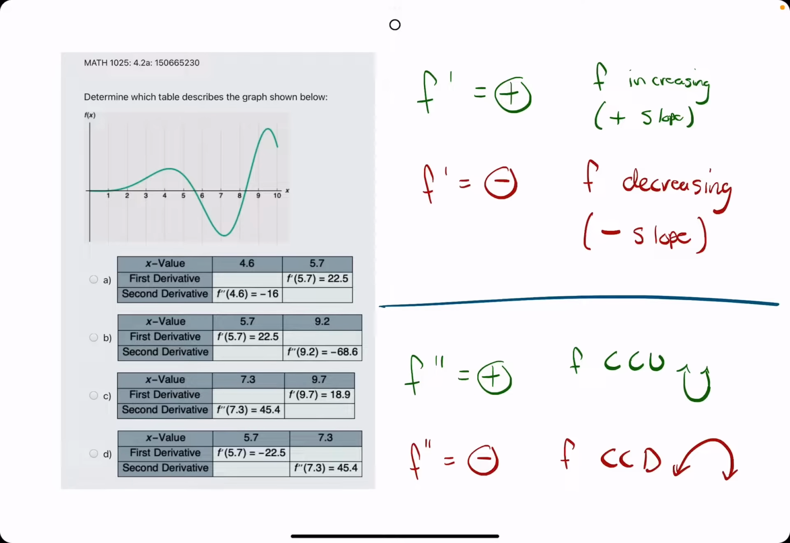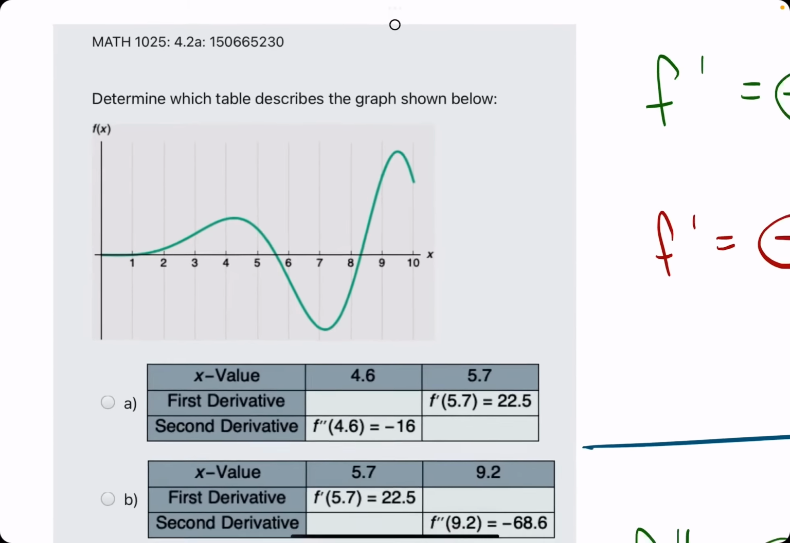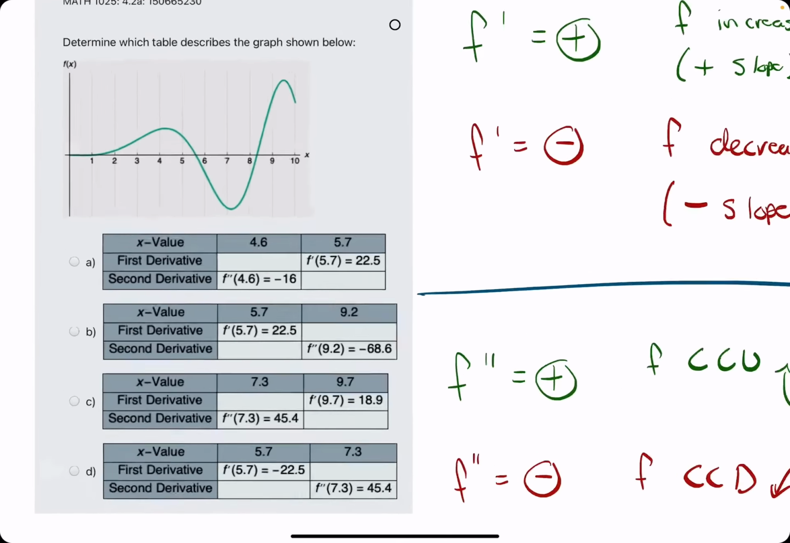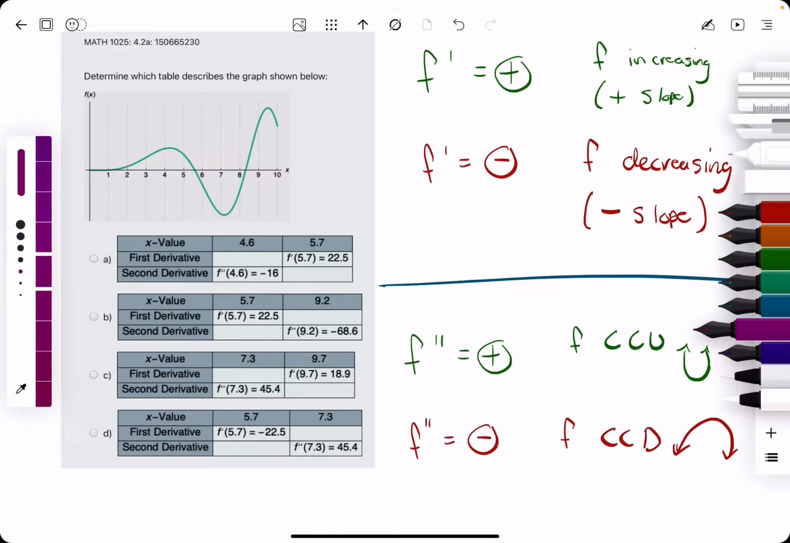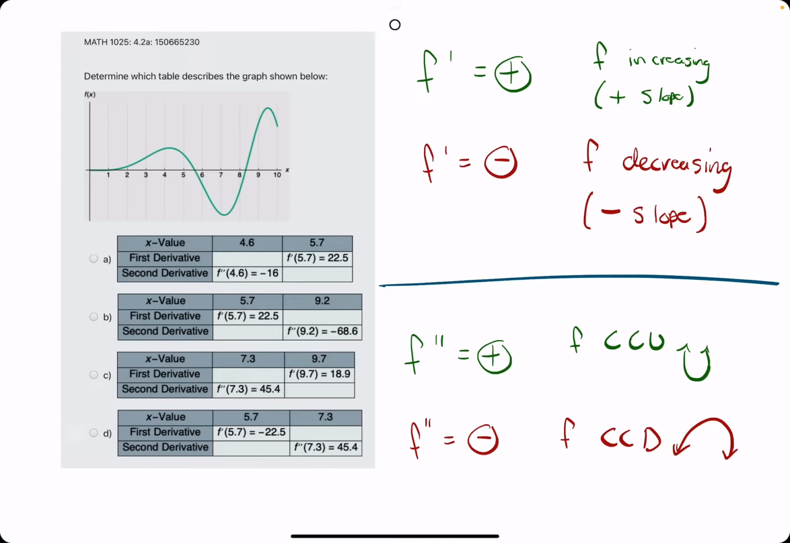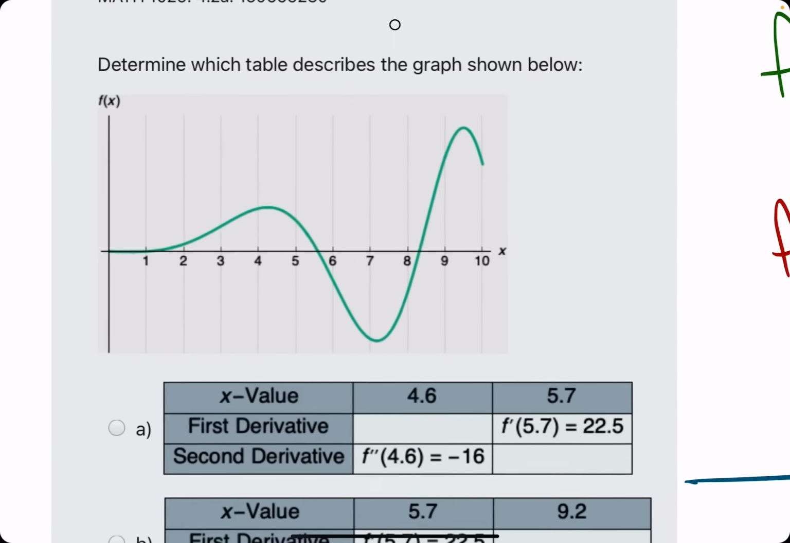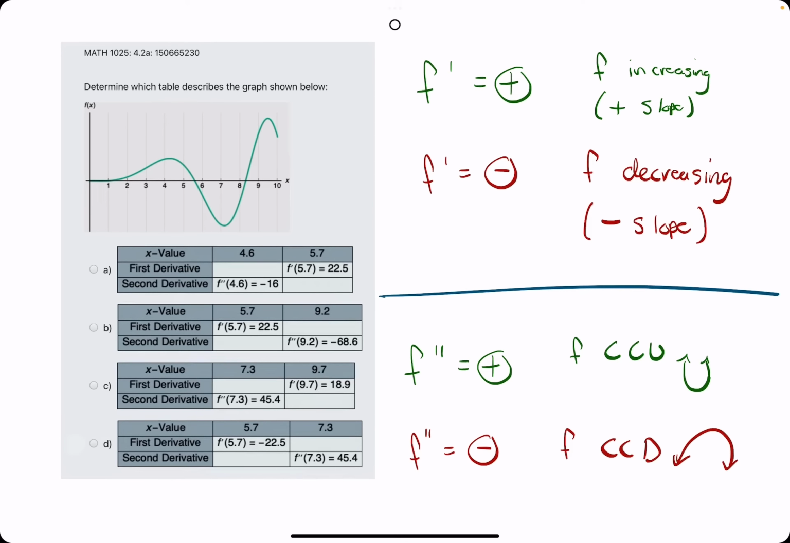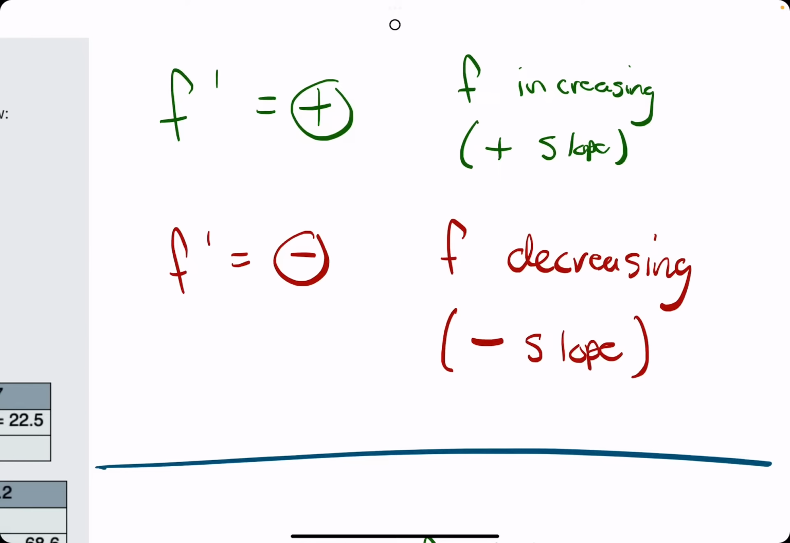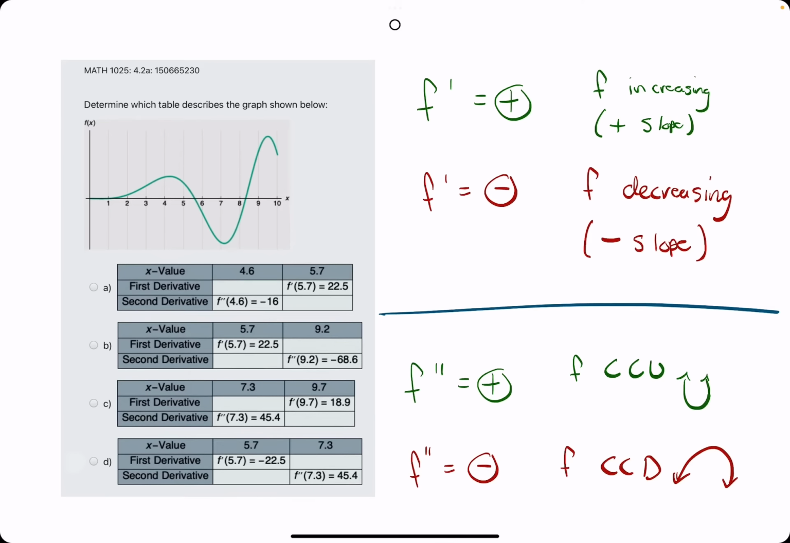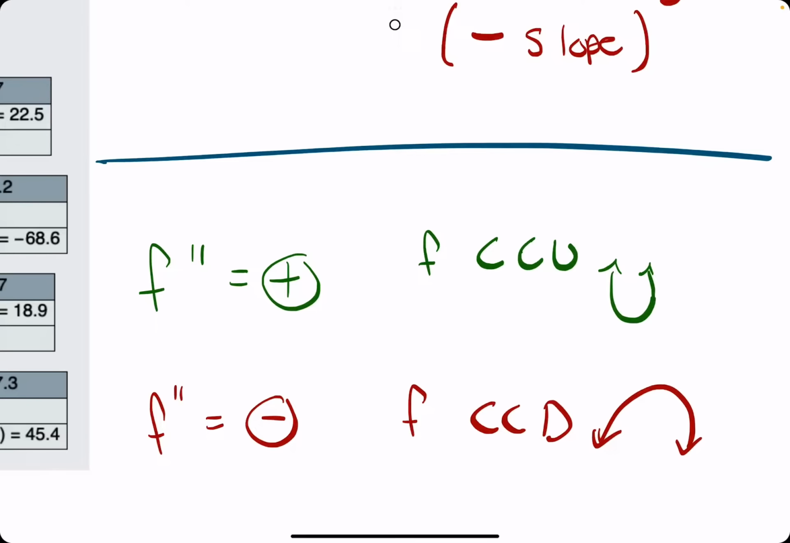Okey dokey. In this problem, we are given a graph of f of x, and we are given this table with some x values and some first and second derivative values. We are supposed to pick the option that makes the most sense according to the graph that we are given. So we are using our general relationships between f prime and f, and between f double prime and f.